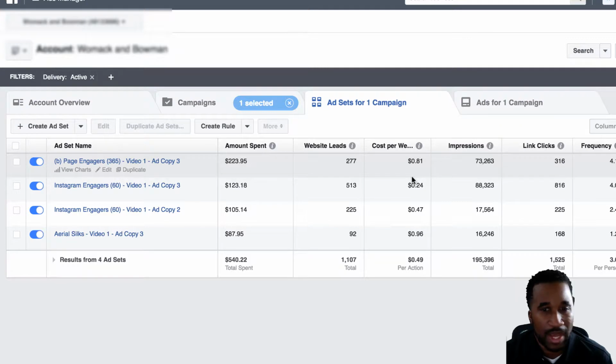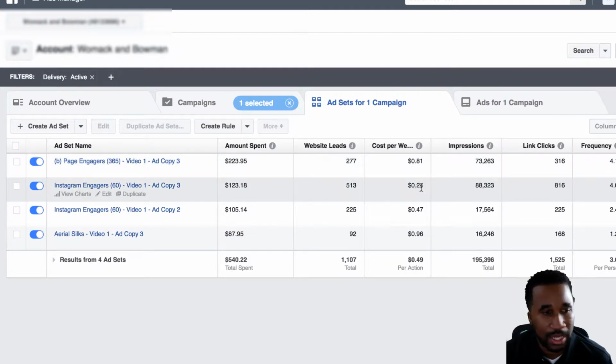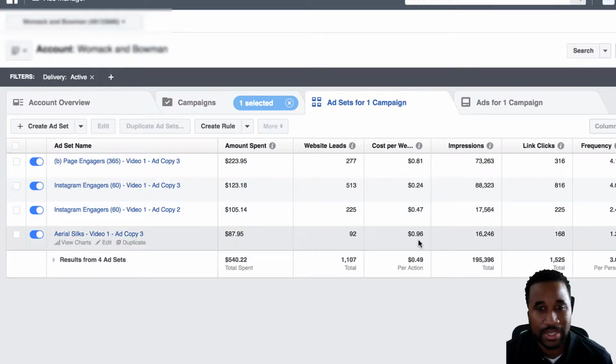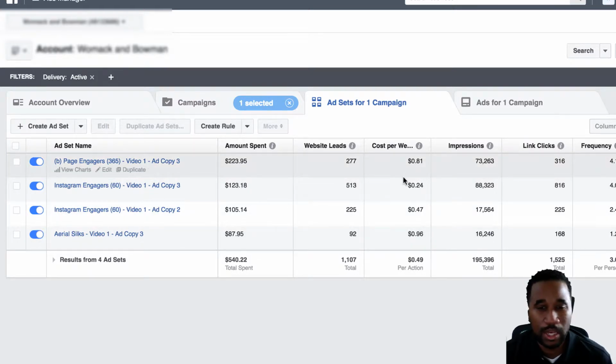So like on this ad set, it's 81 cents, which is good, 24 cents, which is outstanding, 47 and 96 cents. So that's always the most important piece of data you want to look at. How much is it costing you to get your primary objective? So in this case, we're doing pretty good. And then you want to take it a step further, especially if things aren't going this well, because you want to see why things are the way that they are.